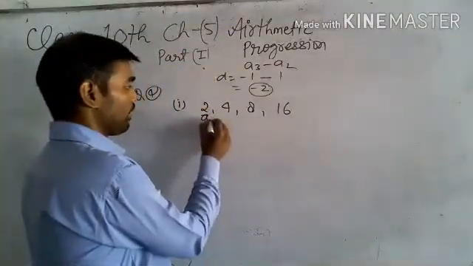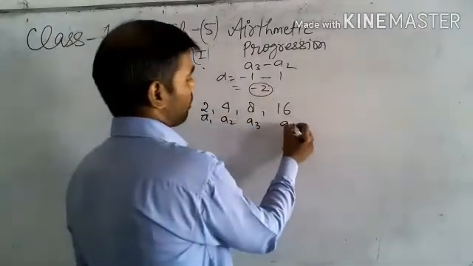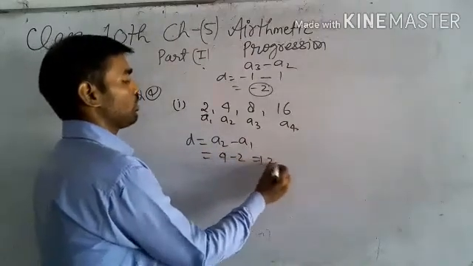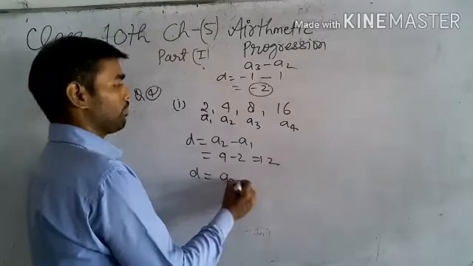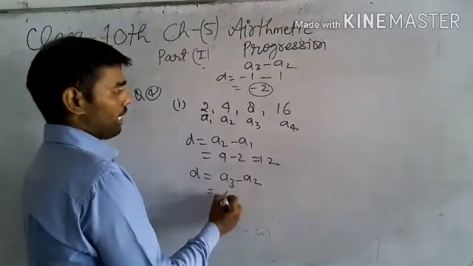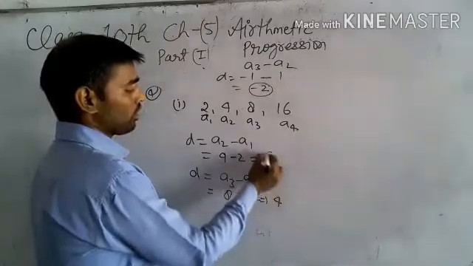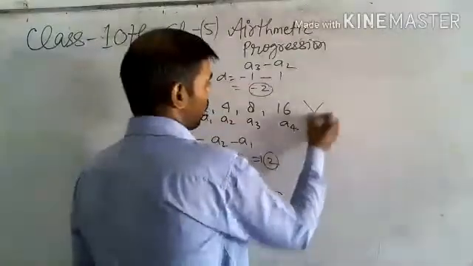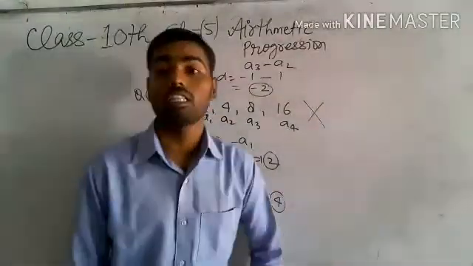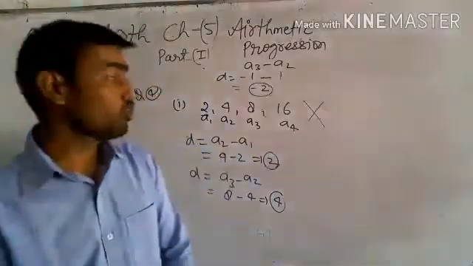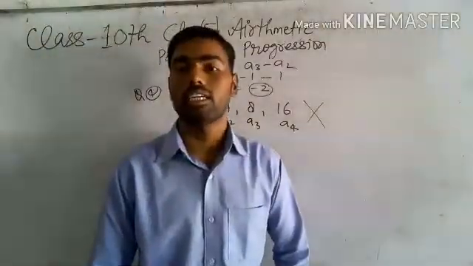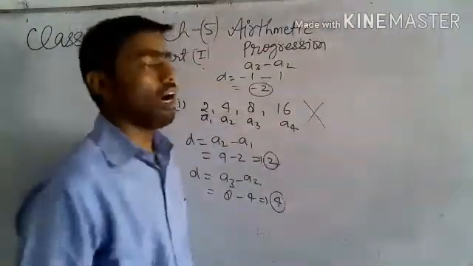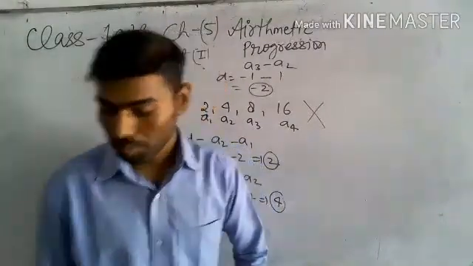This is first term A1, A2, A3, A4. So D is equal to A2 minus A1, 4 minus 2, that is 2. Now D is equal to A3 minus A2, 8 minus 4 is equal to 4. So the differences differ. So this given series is not in arithmetic progression, so we cannot write the other 3 terms, because 2, 4, 8 and 16 are not in arithmetic progression.